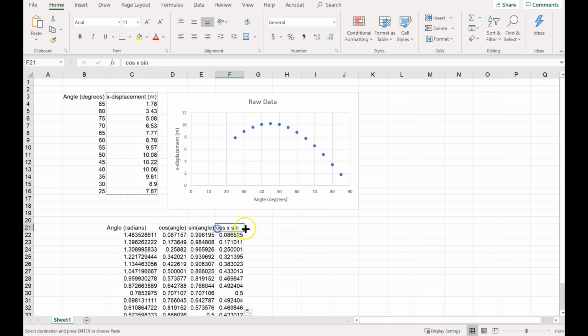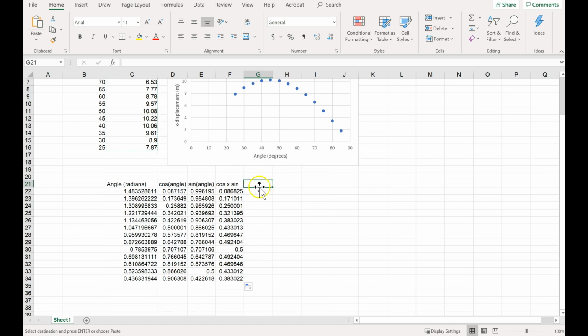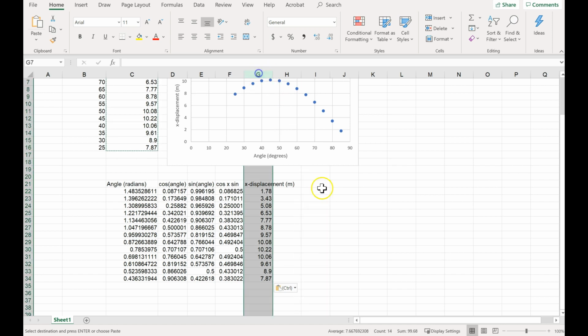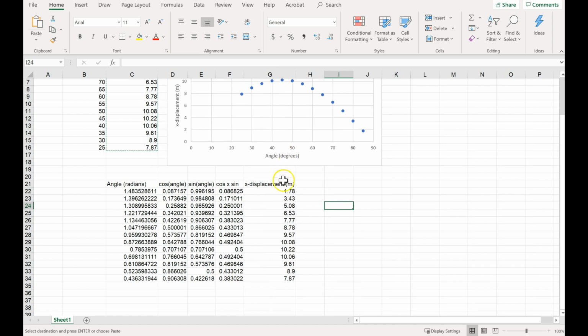Click beside this cosine multiplied by sine. Click right here, and then hold Control with your keyboard and tap V to paste. And then I can let go of my Control button. Again, if you hover your mouse over the G column header and then move your mouse to the right, once you see this icon, you can double click, and it will make this column bigger to fit the text.